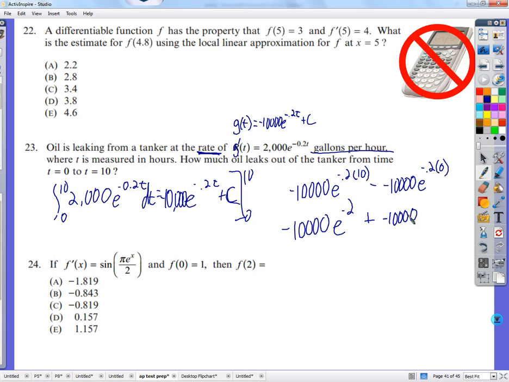Ooh, plus 10,000. Wouldn't it be plus 10,000? Oh, sorry, yeah, I've already made that plus 10,000, so plus 10,000. And you're just looking for a multiple choice that's equivalent to that. Maybe they have e in the denominator, maybe they just factored out 10,000s from both and got negative e to the negative 2 plus 1. Who knows what they have? You gotta look for an equivalent statement.